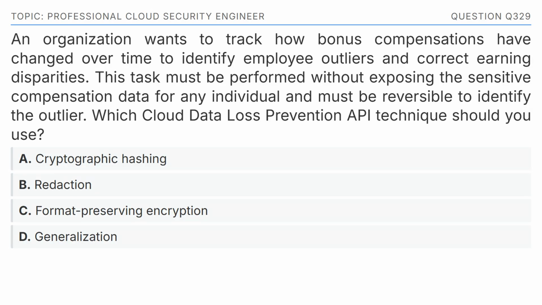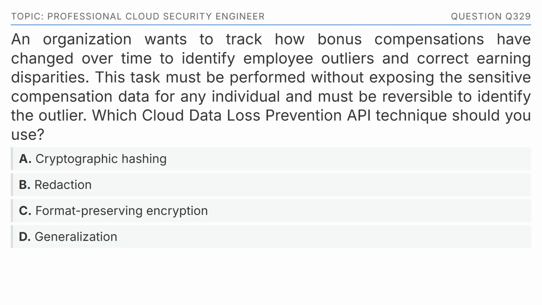An organization wants to track how bonus compensations have changed over time to identify employee outliers and correct earning disparities. This task must be performed without exposing the sensitive compensation data for any individual and must be reversible to identify the outlier. Which Cloud Data Loss Prevention API technique should you use?